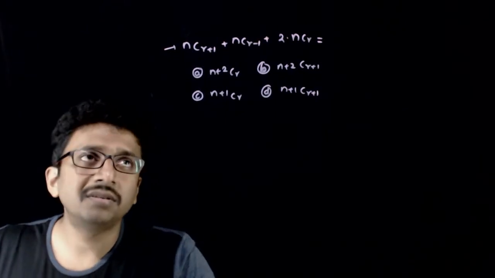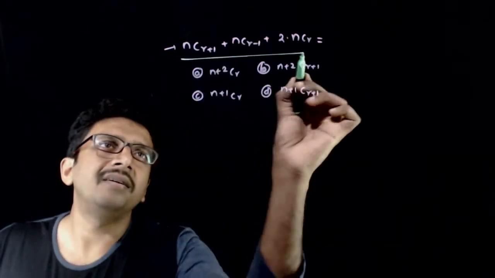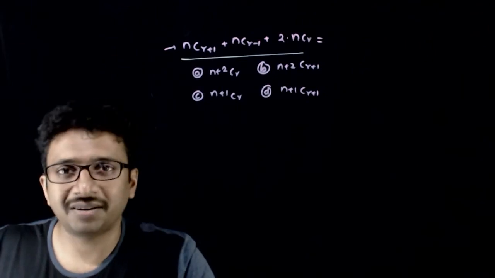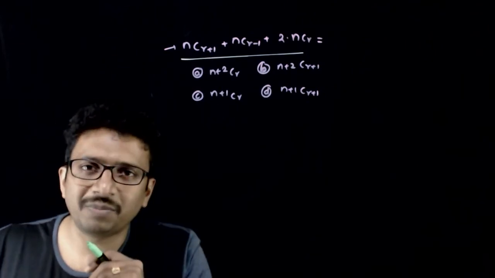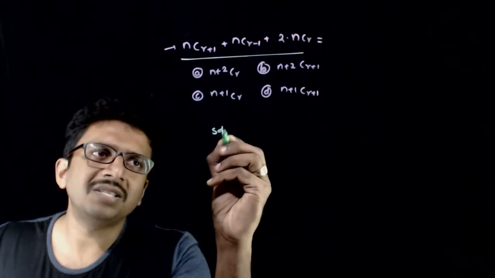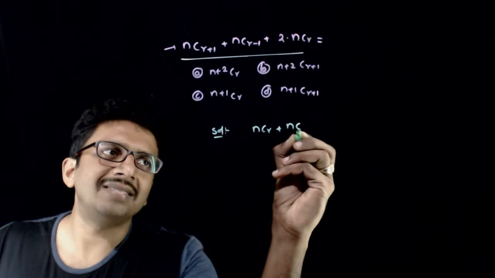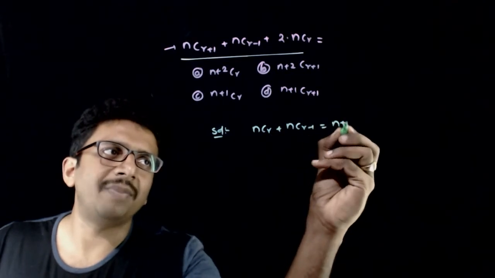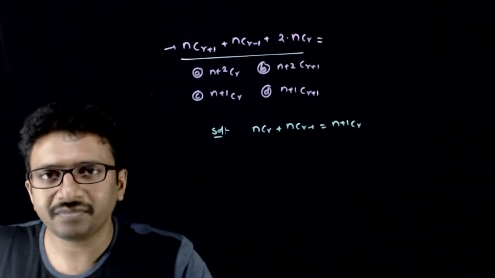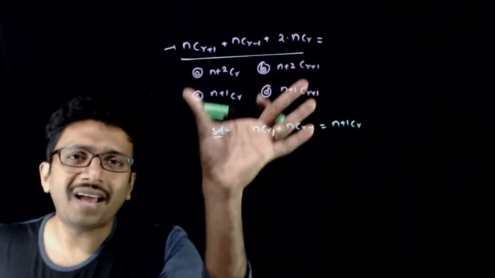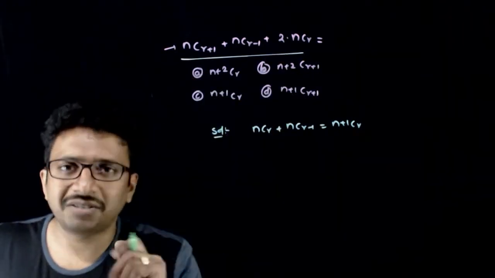So welcome students. In this question you are asked to find nCr+1 + nCr-1 + 2 times nCr. This is a basic manipulation based question. This question is based on the formula nCr + nCr-1 = n+1Cr. So how do we apply this formula in this condition?